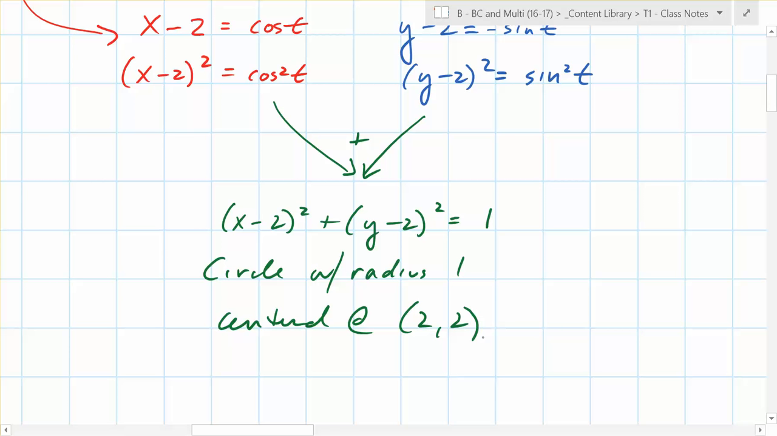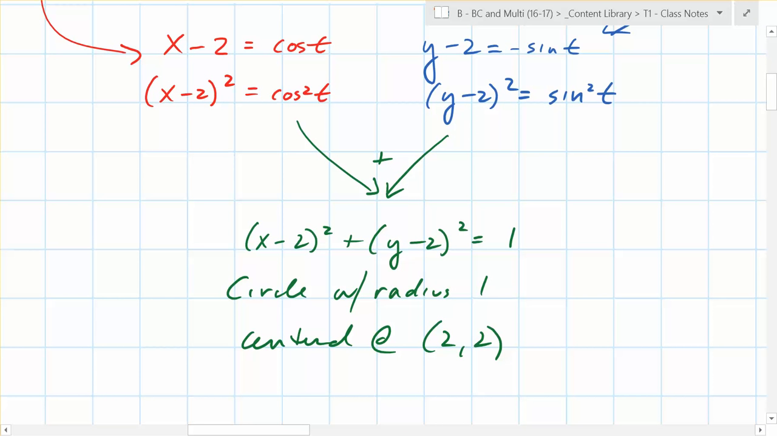That's it. Parameterize it, then unparameterize it. Turn it into a Cartesian if you can. When you can isolate sine and cosine, can you do that? Absolutely. Square it, add them, get 1, done.